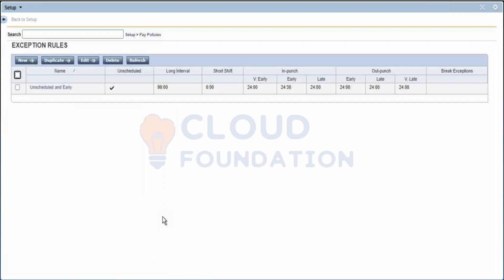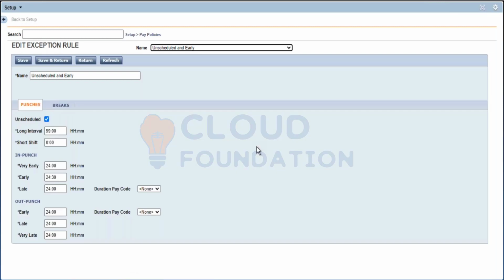So that is shift guarantee. The next thing is exceptions. Exceptions are nothing but flags in the system. In the time cards, you must have seen that sometimes it shows red, sometimes it shows blue. We're just trying to flag the system to identify if there's any deviation from the scheduled shift or the normal work patterns. I have an example here, an unscheduled and early, but we'll create a new one.